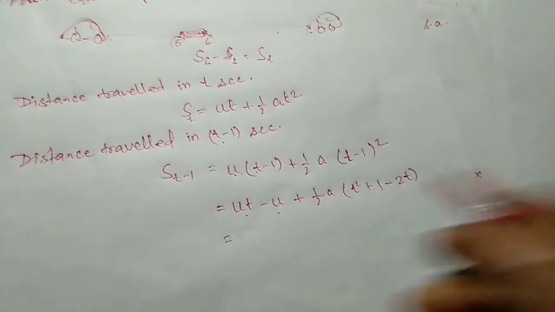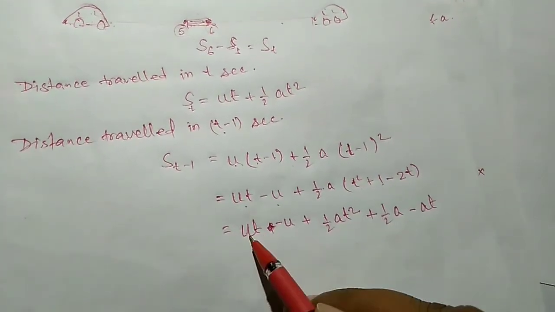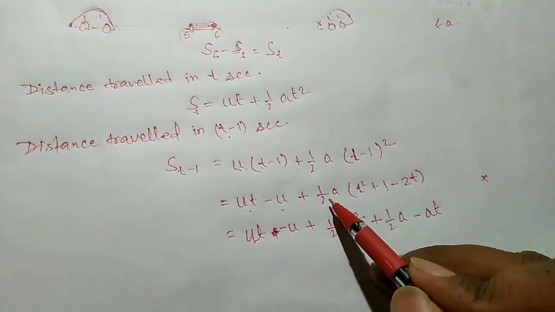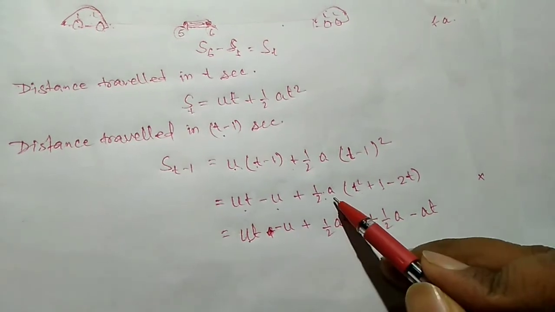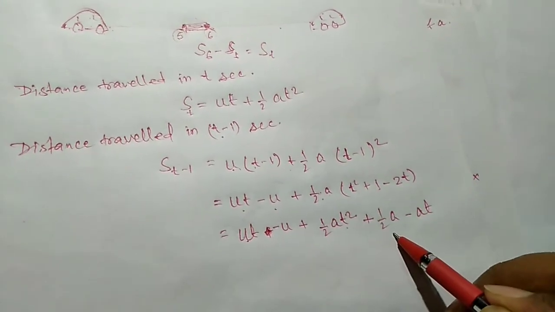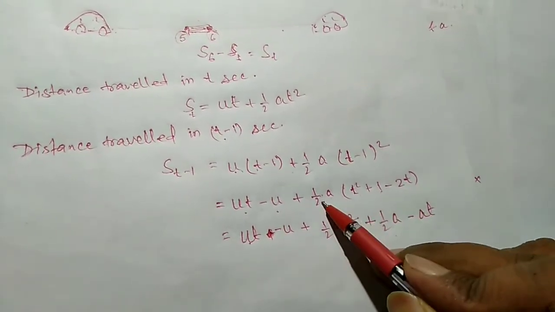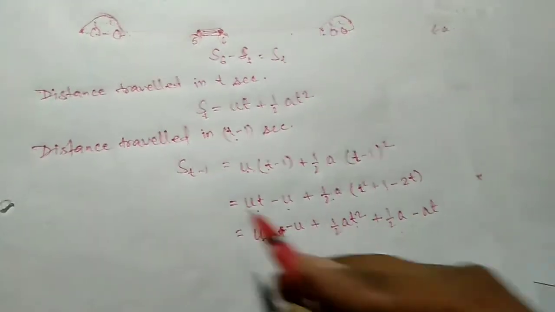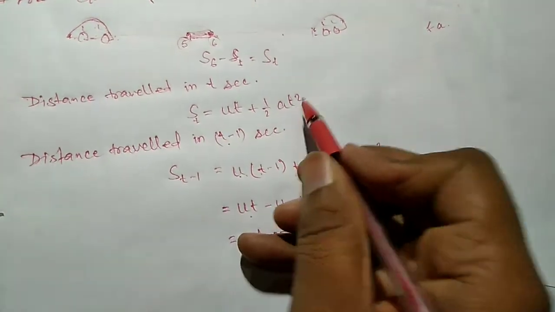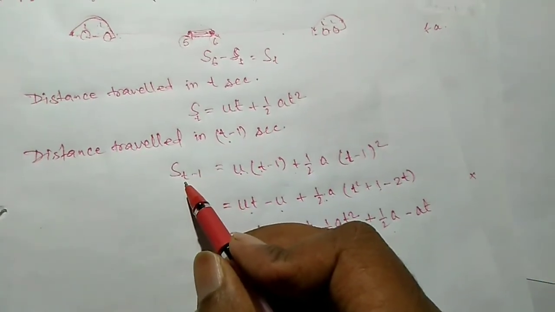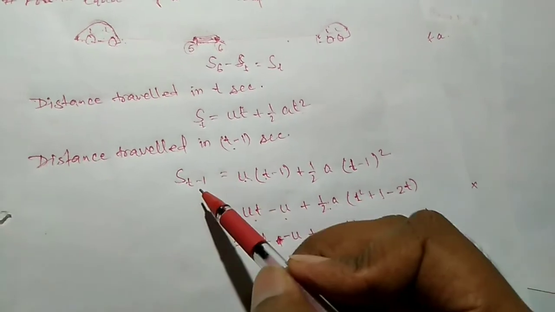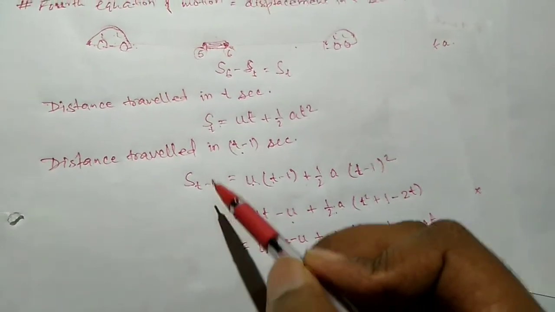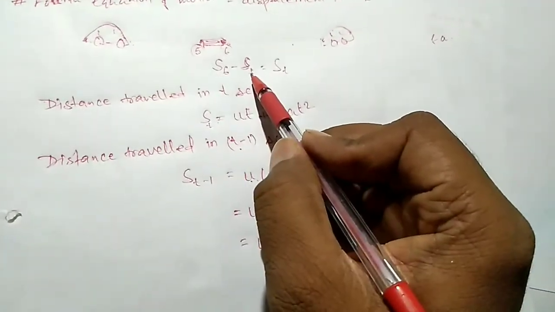So now after opening this, see here, ut as it is minus u as it is, half a is going to multiply inside, half a t square plus half a, still minus this is going to multiply with 2t, so 2 will be cancelled, a t only. So see here, this is the distance traveled in t second and this one is in time t minus 1. So it is very clear that this is the smaller value, this is the greater value. So s_t minus s_(t-1), like s6 minus s5.